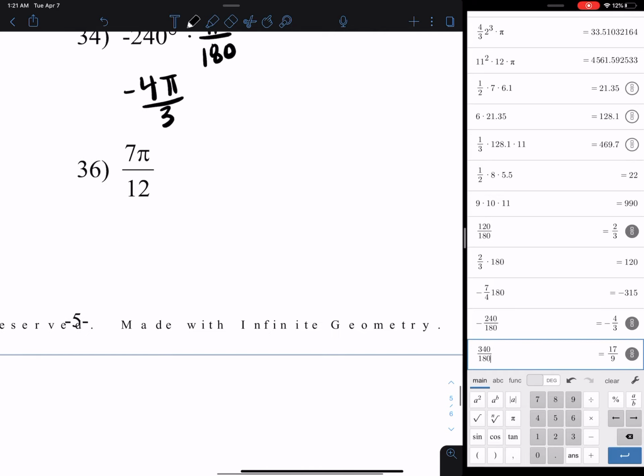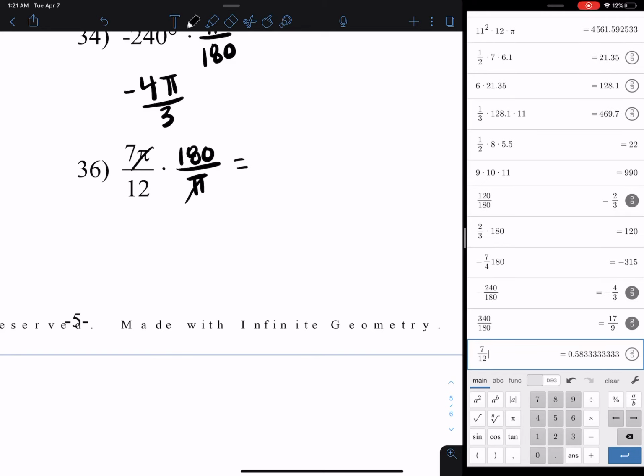And then our last one here, we don't want a pi in it because we want it in degrees, so the pi goes in the denominator to cancel. So we do 7/12 times 180, which tells us that this is 105 degrees.